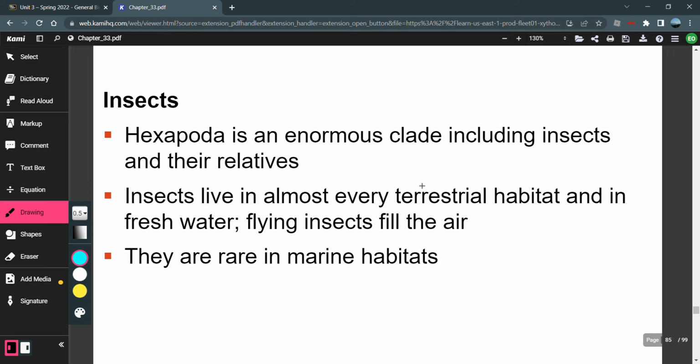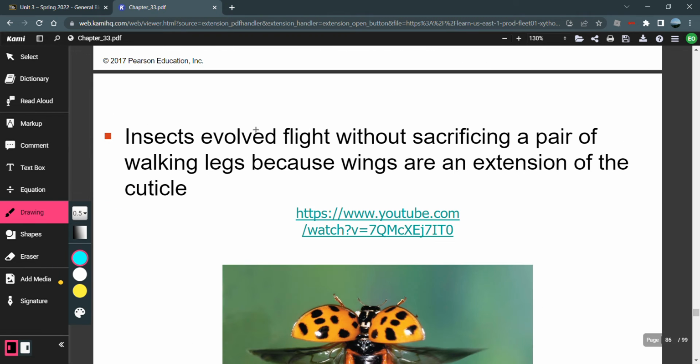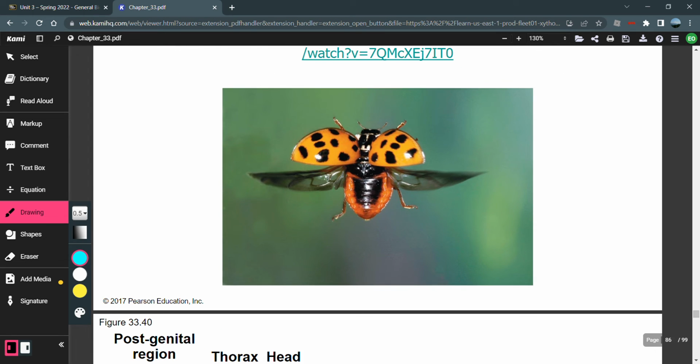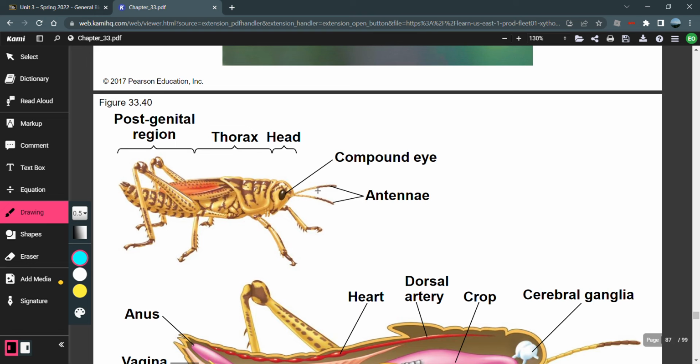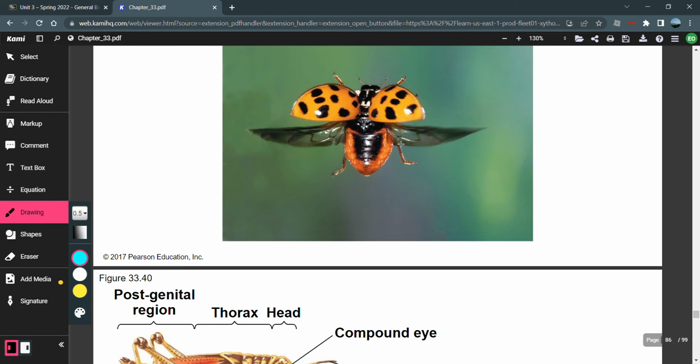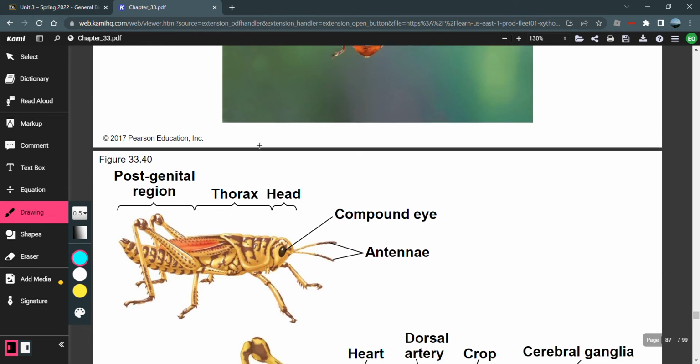They are rare in marine habitats. So insects have evolved flight without sacrificing a pair of walking legs because wings are an extension of the cuticle. So they evolved from a part of the cuticle, so they didn't sacrifice their legs for that. So they kind of won the trade-off with evolution.